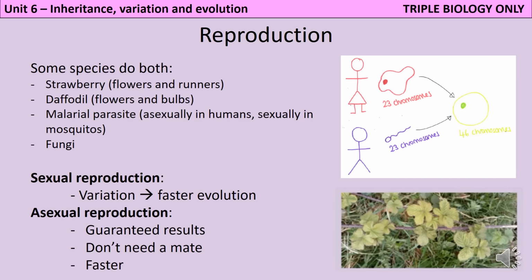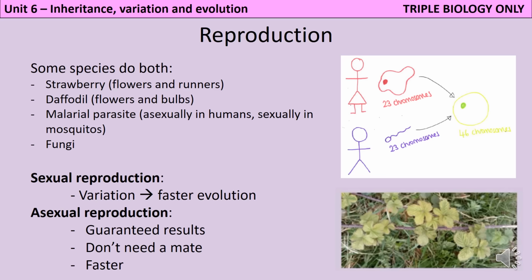If you're taking triple science, then you should be able to evaluate the advantages and disadvantages of each method of reproduction, as many organisms can do both. Strawberry plants can produce flowers for sexual reproduction, but also make clones asexually using runners. Daffodils can reproduce asexually with their bulbs as well as sexually with their flowers, and malarial parasites reproduce asexually in the human host but sexually inside the mosquito. Fungi can also reproduce asexually using spores as well as sexually.